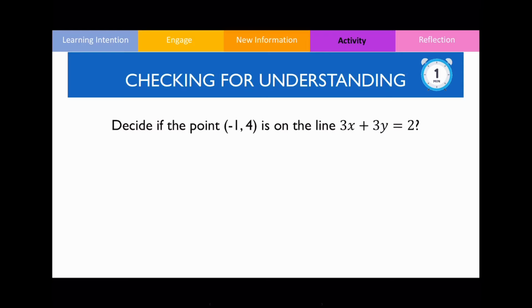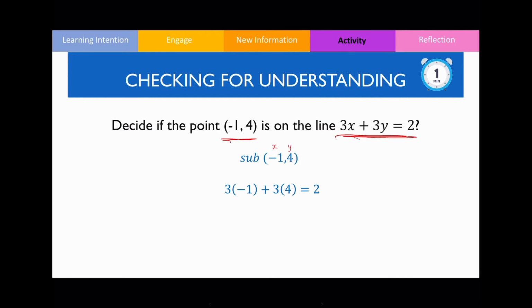What I want you to do now is do the exact same thing, referring to the example before, to determine whether this particular coordinate lies along this particular equation over here. Give yourself 1 minute and then compare your answers with my answers. If you have done this successfully, you would have substituted this coordinate into the equation. Remember, this corresponds to your x value. This corresponds to your y value.